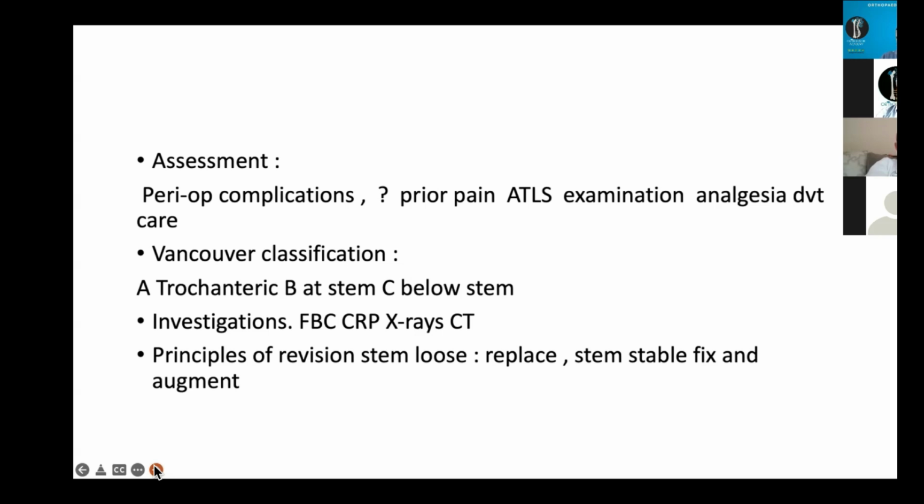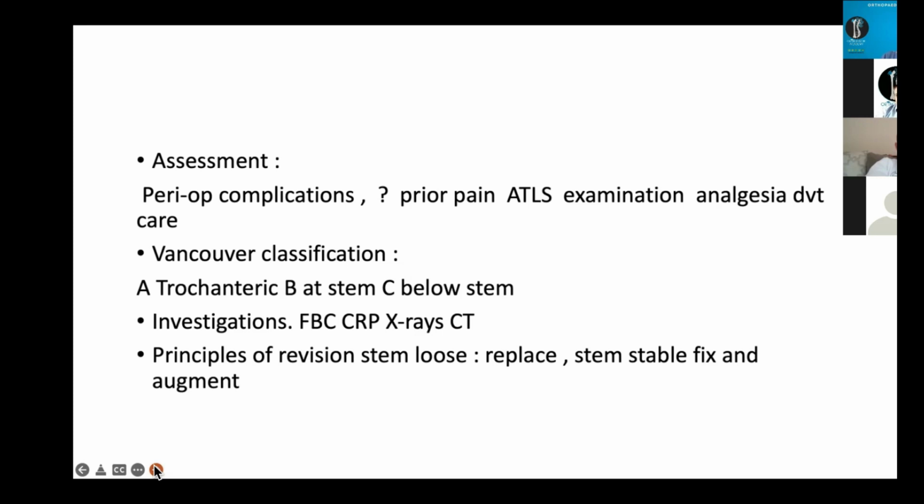And this is not a very straightforward case. You might be a hip surgeon, but in the exam, you are a general orthopedic surgeon. So you say, this is a complex case, I would take a second opinion, but principles of the treatment are this. If the stem is loose, which you cannot make out on x-ray, then you replace it. If the stem is well fixed, then you fix it and augment it with long allografts. All right.